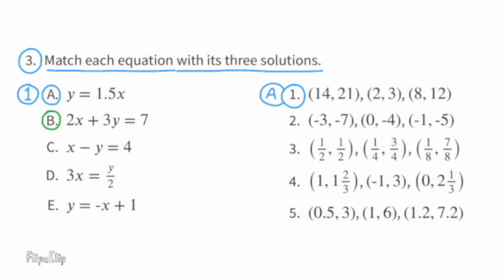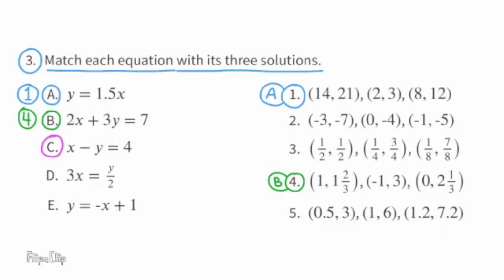B. 2x plus 3y equals 7. Substitute the negative 1 for x and the 3 for y, and you have 2 times negative 1 plus 3 times 3 equals 7. A negative 2 and a positive 9 is the same as 9 and a negative 2, which is 9 minus 2, or 7. I used the ordered pair negative 1 and 3 from number 4. All the other ordered pairs in number 4 also work. Equation B is a match with number 4 solutions.